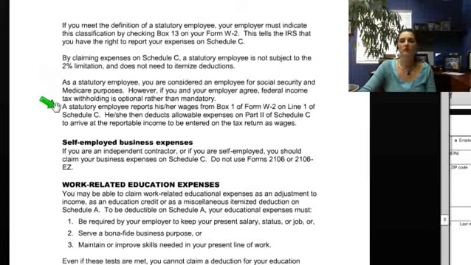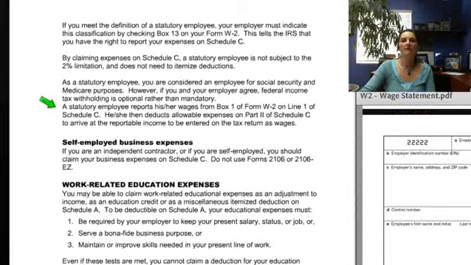A statutory employee reports his or her wages from Box 1 of Form W-2 on Line 1 of Schedule C. He or she then deducts the allowable expenses in Part 2 of Schedule C to arrive at the reportable income to be entered on the tax return as wages. And we're going to take a detailed look at Schedule C after our midterm exam later on in the course.